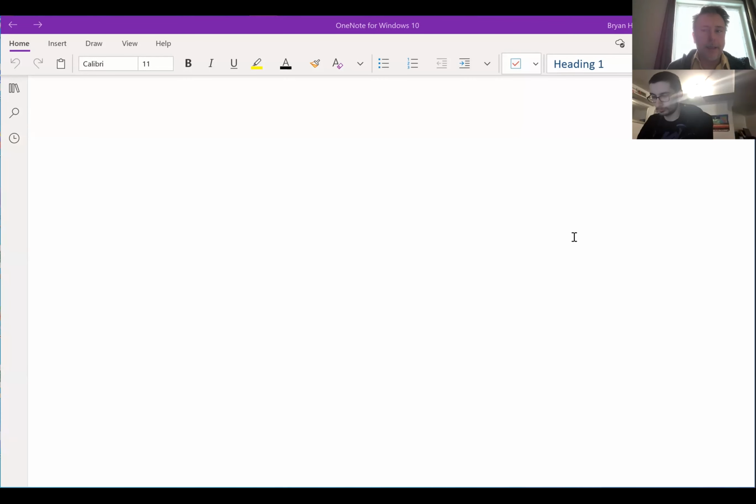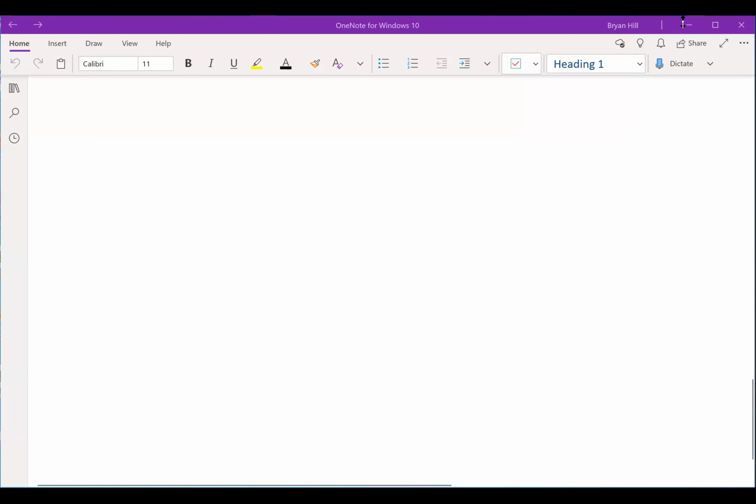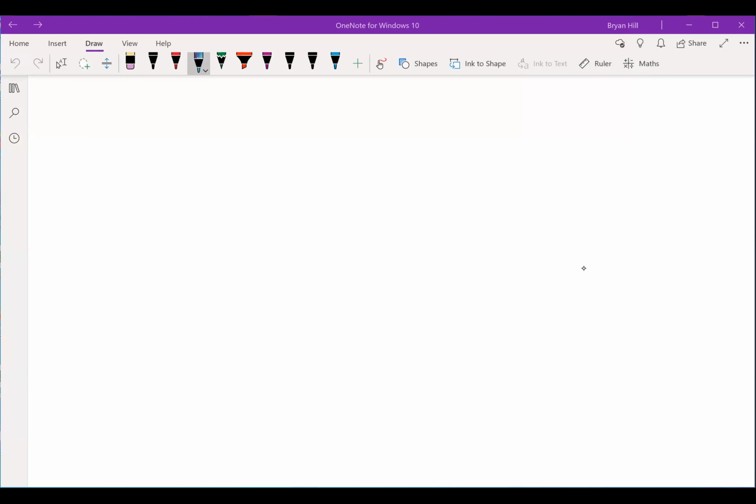Okay, so I think that what we'll do is I'm going to write this stuff out a bit. Can everyone see the window for OneNote? Okay, super.